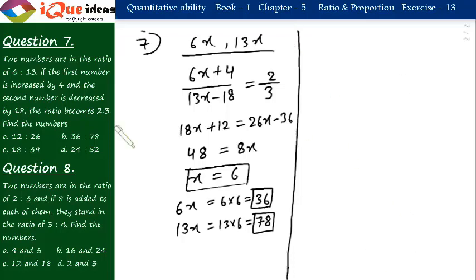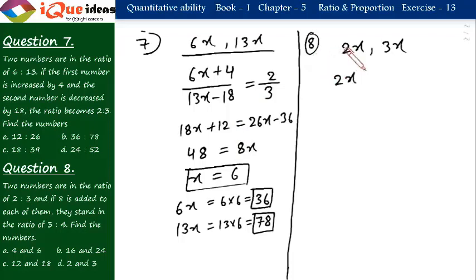Similarly, the next question, question number 8, says two numbers are in the ratio 2:3. If 8 is added to each of them, they stand in the ratio 3:4. We'll follow the same procedure. Let's assume the original numbers to be 2x and 3x.